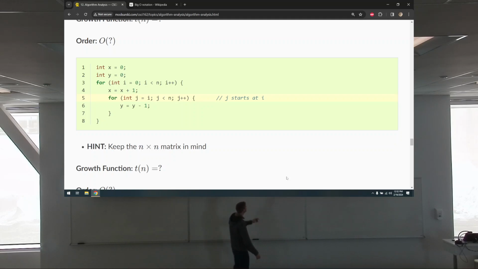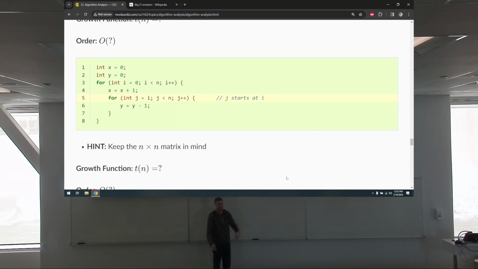We've got two loops. I starts at 0 and goes through n. That outside loop is going to run n times. But the trick is, how many times does that inside loop run? And what's interesting is, it changes for every time the outside loop runs. When I is 0, right? So it's the first time the outside loop is being run. How many times will that inside loop run?